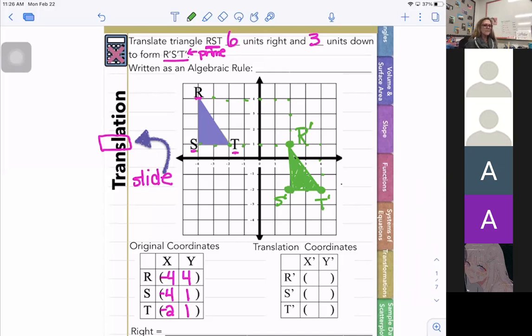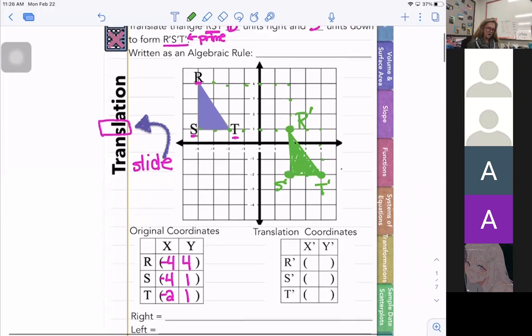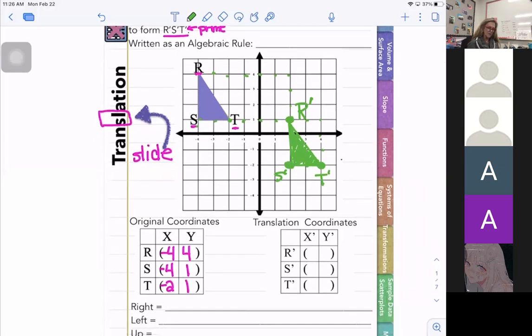What are my new coordinates, or ordered pair, for R prime? 2, 1. That's exactly right. 2, 1. What is S prime? 2, negative 2. And what is T prime? 4, negative 2.